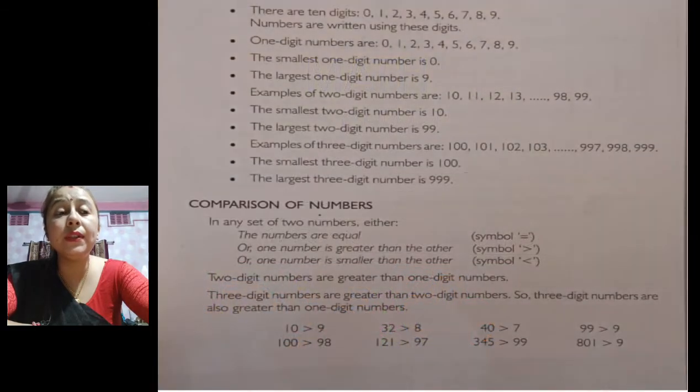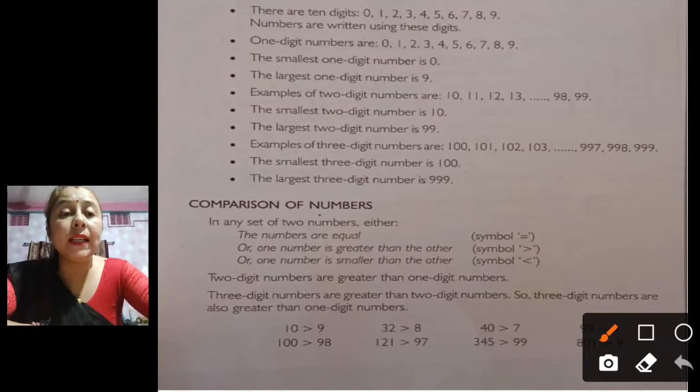So this is the first page of your book. You know that there are 10 digits in number, 0 to 9, right? And these are the unit digit numbers. So one digit number starts from 0 and ends at 9 because it is in ones position only.